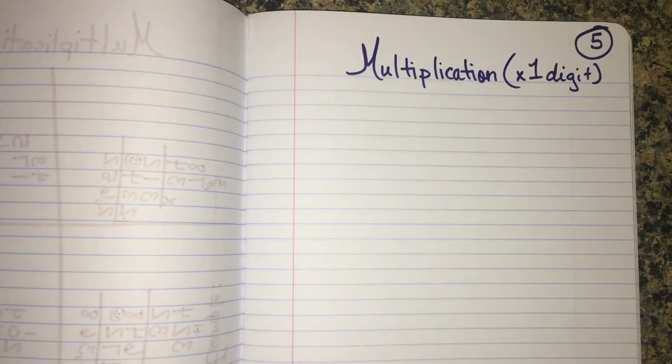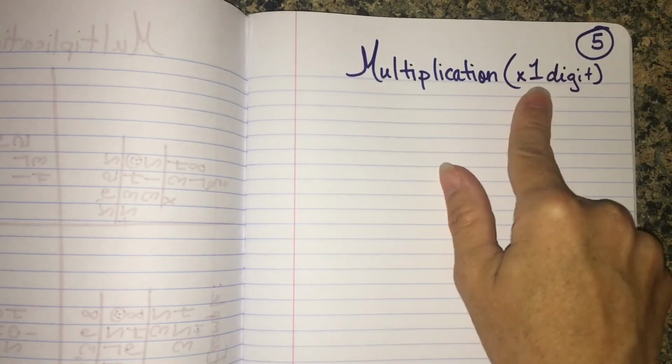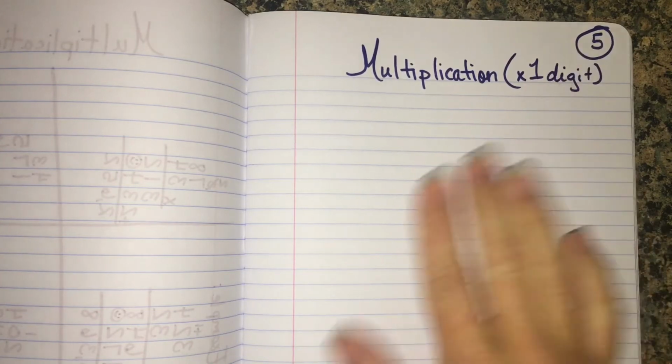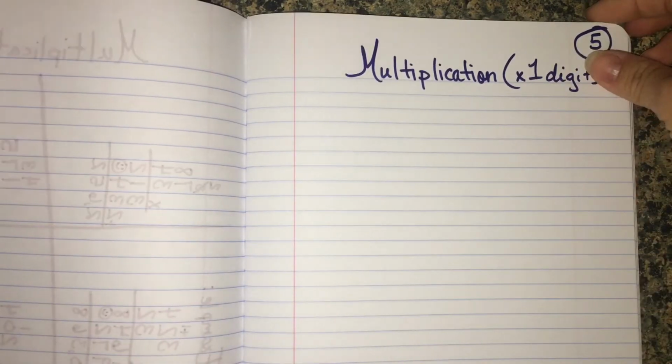This is a short video on multiplication by one-digit numbers, and this should be a review, so we're going to go through it pretty quickly. The first thing I want you to do is this. Turn your line paper sideways so we can use the lines to guide us and keep our place value straight.